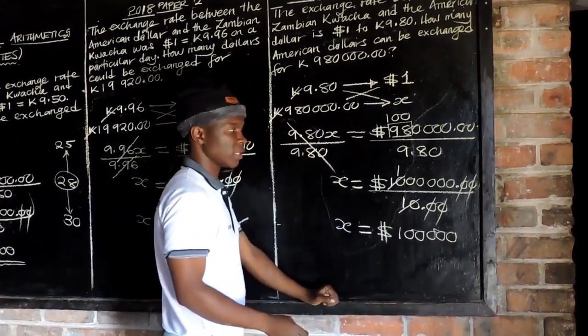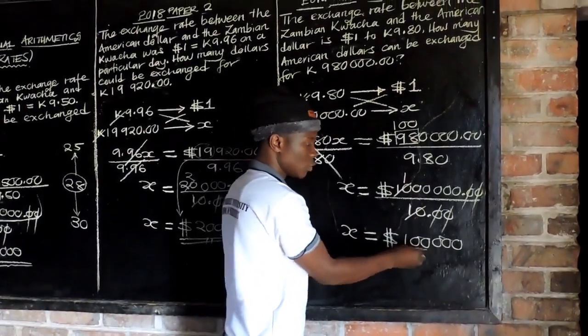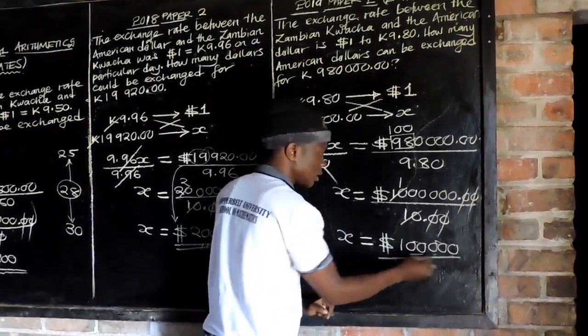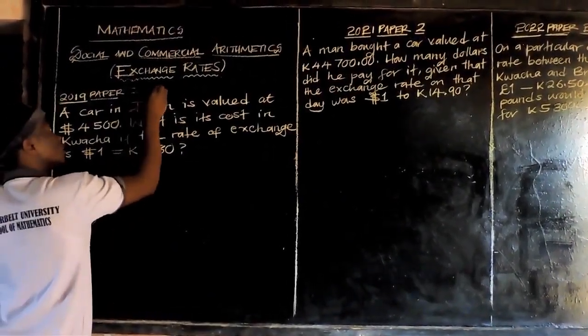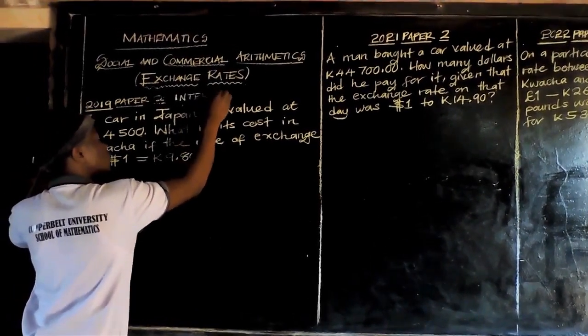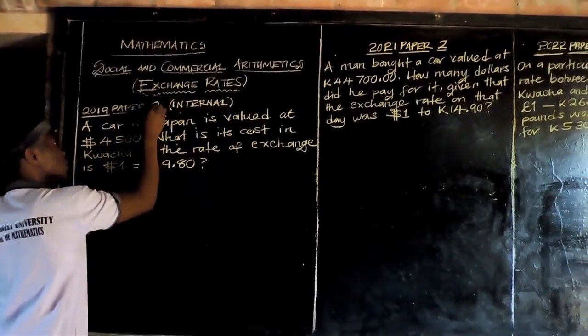Okay? You see 9. This one, 1. Then you have these 2 zeros, 9. These are the 2. Then you have these 3 zeros, this side, 10. So you have $100. I hope this is internal. Okay? This is now internal. The one we were answering was external, but this is internal. Okay, guys?